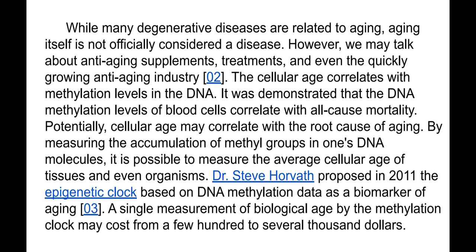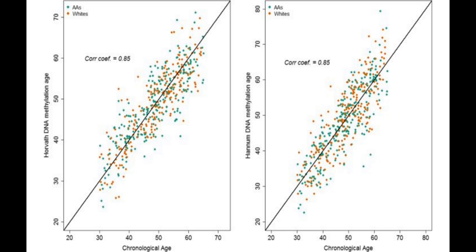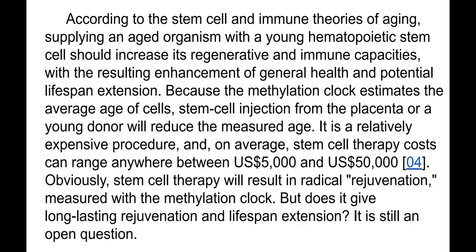A single measurement of biological age by the methylation clock may cost from a few hundred to several thousand dollars. So it is business now. You want to check your biological age? Okay, pay money, you will get the service. So you see how the whole methylation clock works. There is some correlation, but with big uncertainty in the estimation of age. You can be 60 years old, but your methylation age can be 50 or like this. But again, this is for people who don't use any treatments. Okay, there are slightly different methylation clocks, but the principle is the same.